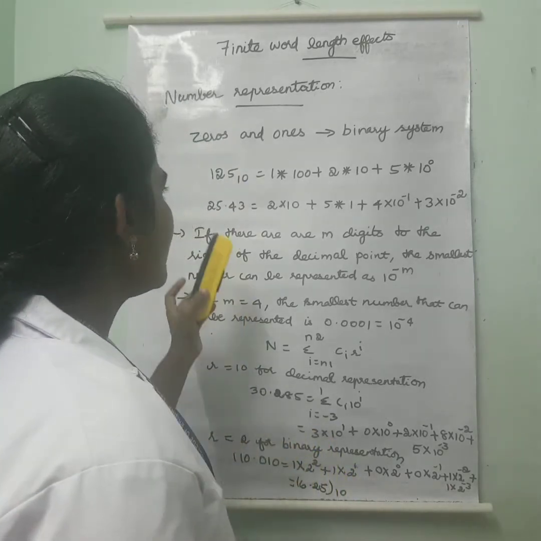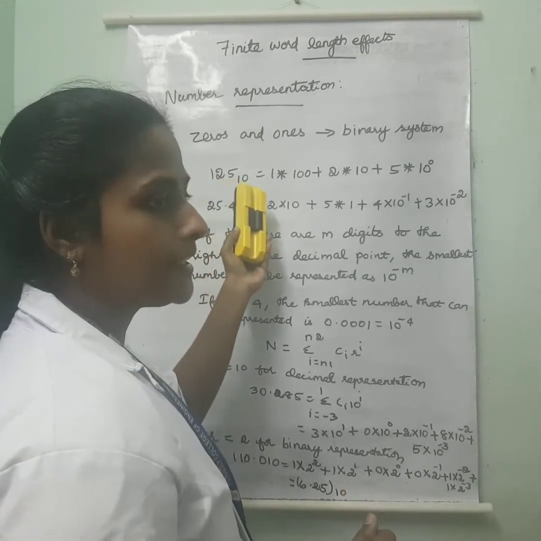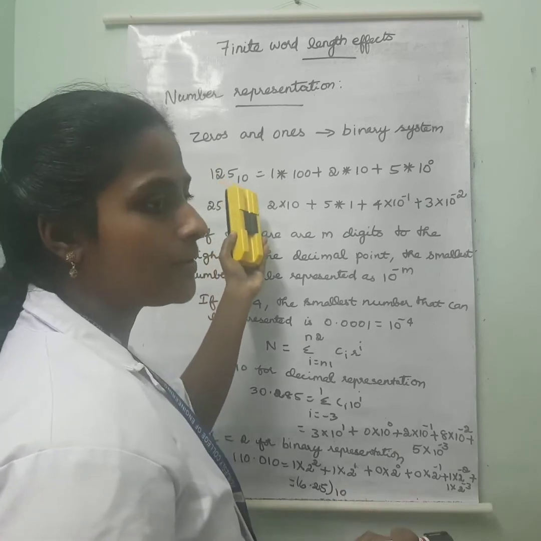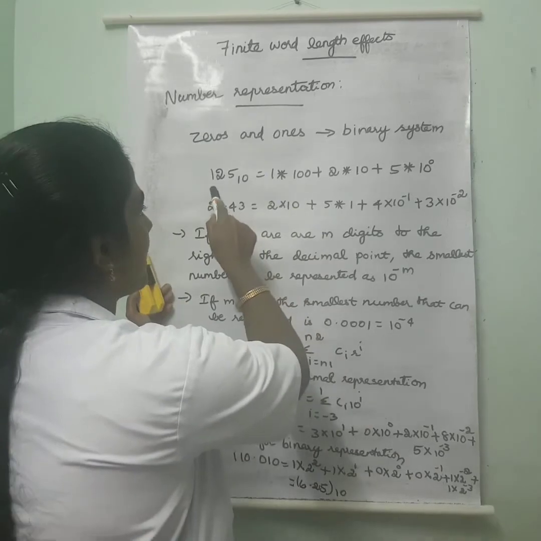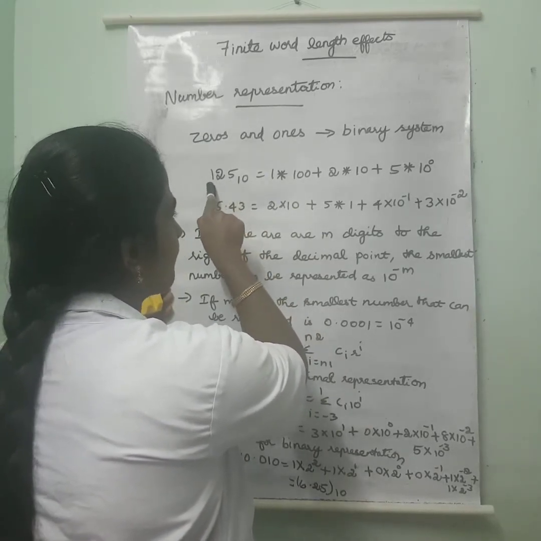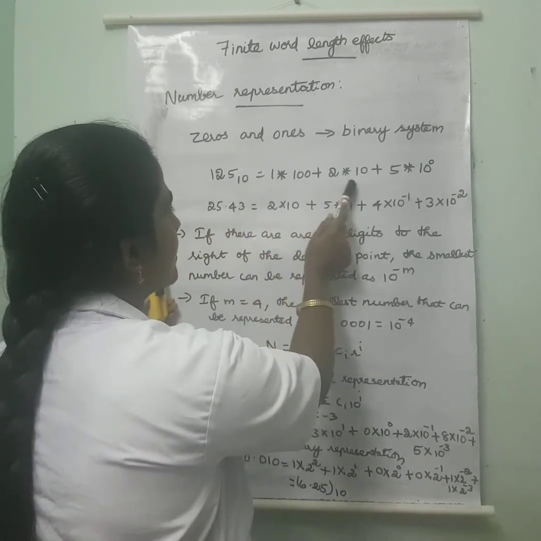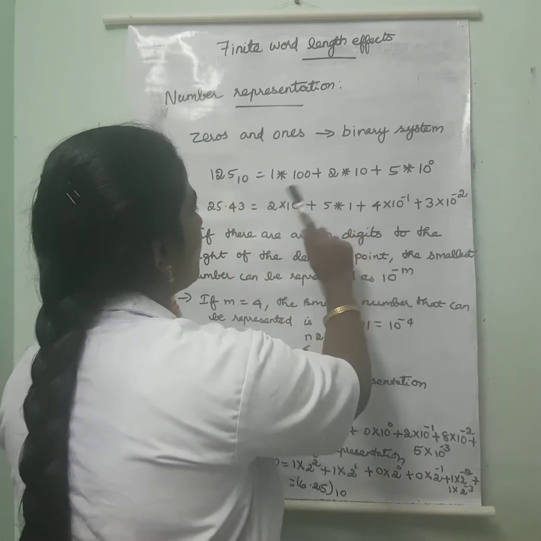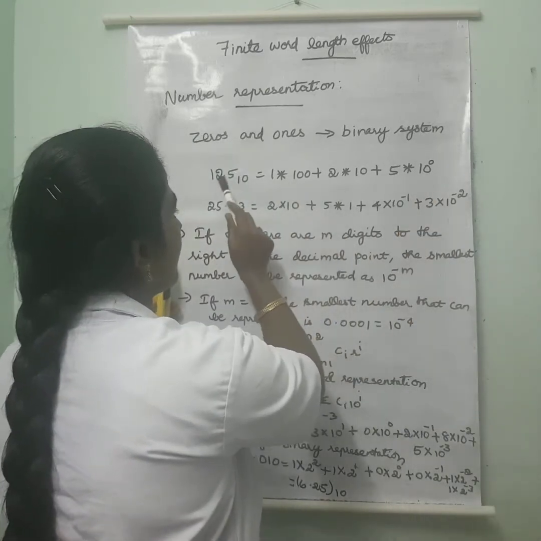Here the decimal number can be represented with the subscript 10. 125 with the subscript 10 is known as a decimal number. This can be written as 1 into 100, that is 1's place, 10's place, 100's place. So 1 into 10 power 2 plus 2 into 10, that is the 10's place, and 5 into 1's, that is 10 power 0, that is 1.